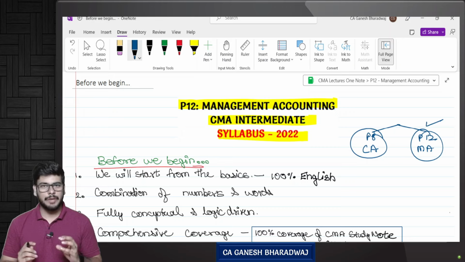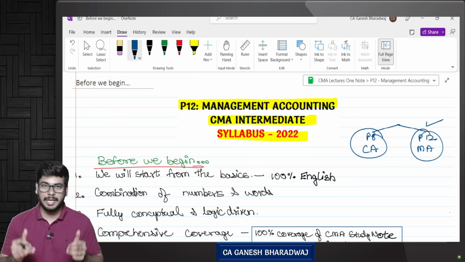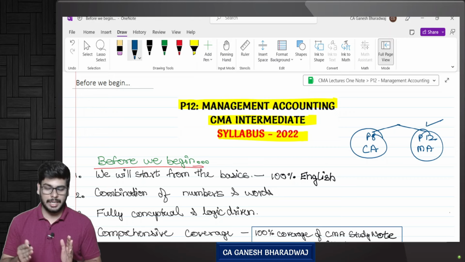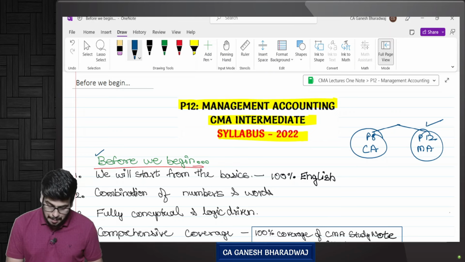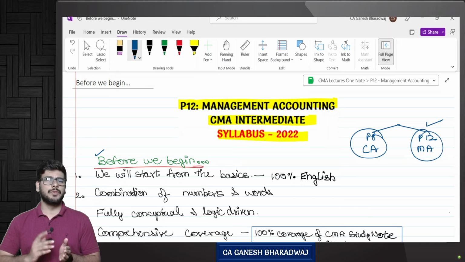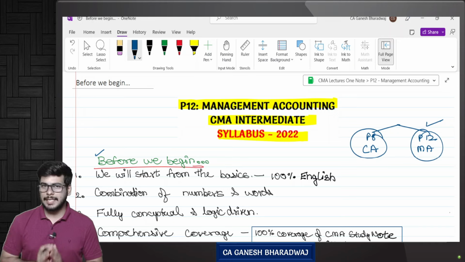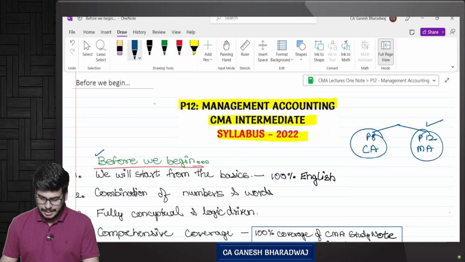So I'm going to give you a bird's eye view of the paper. Management accounting, we are not going to see the technicalities of the paper in this video, fine? So technically, that's why I'm calling this session as before we begin. So we have not begun yet. So I'm going to give you a bird's eye view or a perspective on this paper in this particular video, fine? So let's get started.